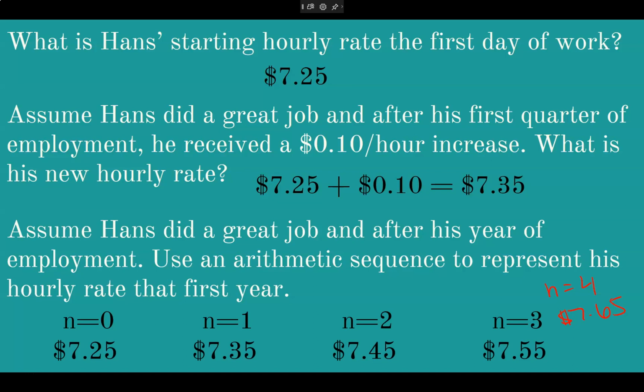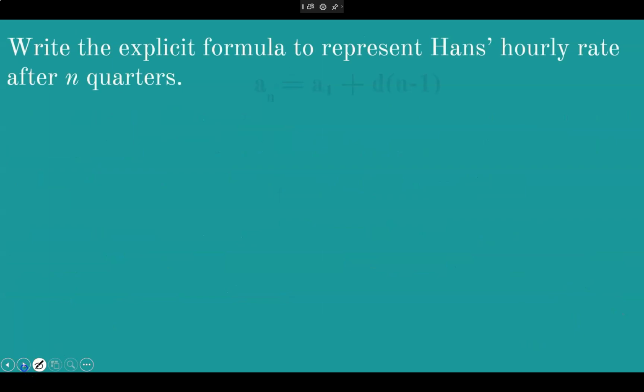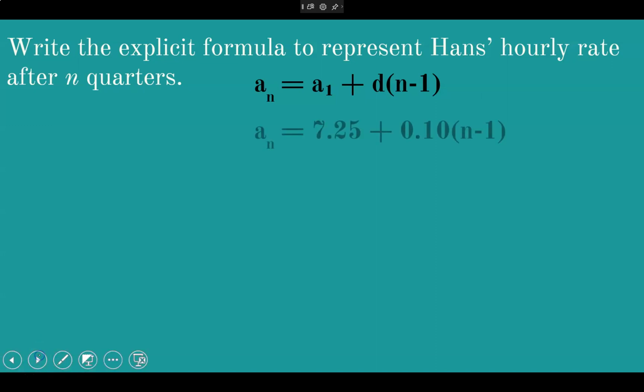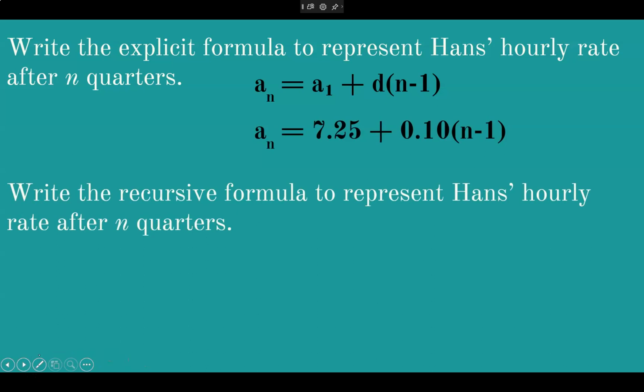All right, so now we're going to write the explicit formula for this equation, and we're going to write the recursive formula for this equation. Okay? So let's start with the explicit formula. That's the one where we need our first amount and then our difference. So this is for any quarter. N means any quarter. What was our first amount? 7.25. What was our difference? The 0.10, the 10 cents. Yep. So we're going to represent that as 7.25 plus 0.10 times (n minus 1). Today is all about creating the functions.